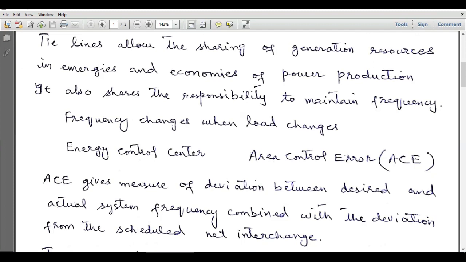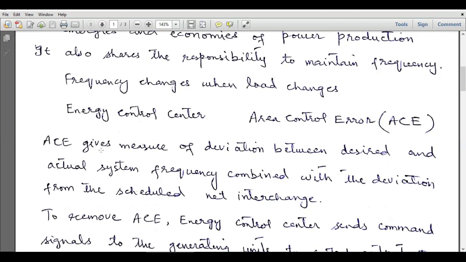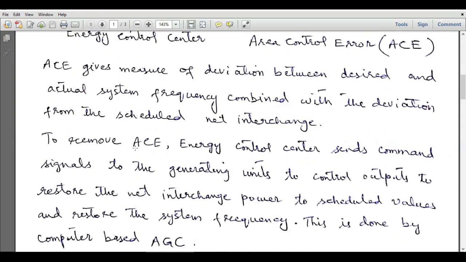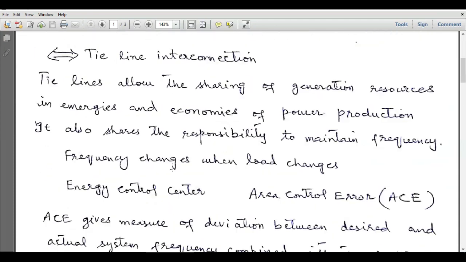So the first aspect is area control error, right? It is abbreviated as ACE, and then we have the energy control center. So area control error gives a measure of deviation between desired and actual system frequency combined with the deviation from the scheduled net interchange. So this is area control error, and to remove area control error, the energy control center sends command signals to the generating units to control outputs to restore the net interchange power to scheduled values and restore the system frequency. This is done by computer-based automatic generation control.